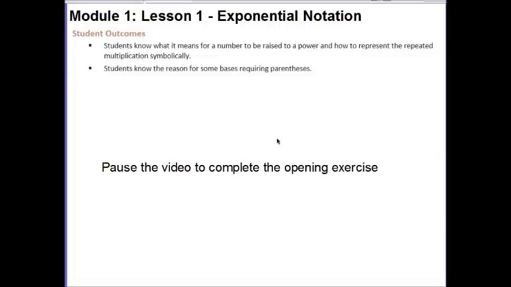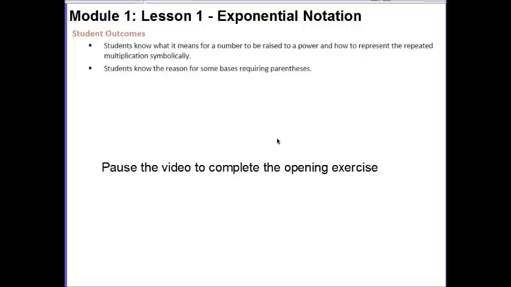Today's lesson is Module 1, Lesson 1, Exponential Notation. Your outcomes for today's lesson are students know what it means for a number to be raised to a power and how to represent the repeated multiplication symbolically. Students know the reason for some bases requiring parentheses.